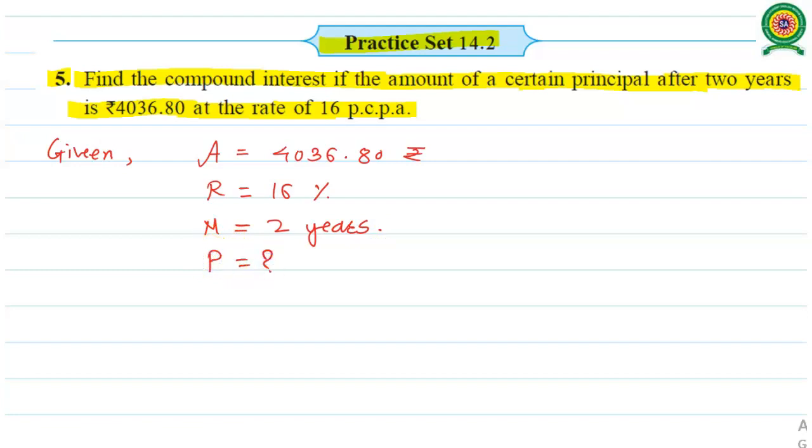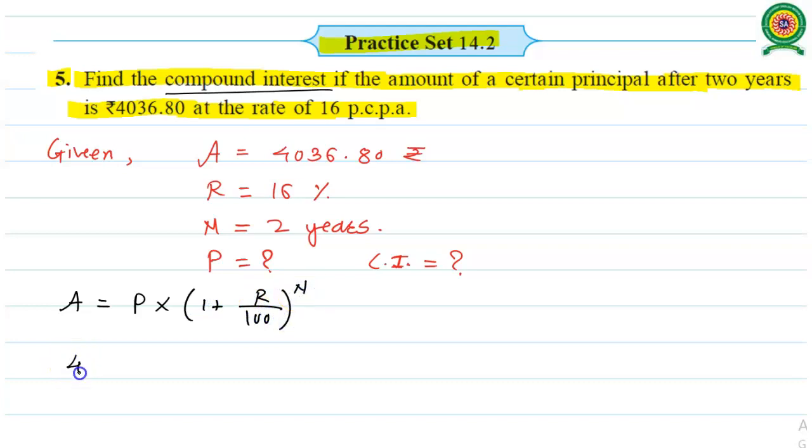Once it is compounded annually, because it is given: find the compound interest if the amount of a certain principal. So we have to evaluate here the compound interest too, keep in mind. So I am putting the question mark in front of the CI. CI stands for compound interest. So once it is compounded annually, we have the formula for evaluating the amount at the end of the 2 years equal to principal into 1 plus rate of interest divided by 100 whole to the power duration.